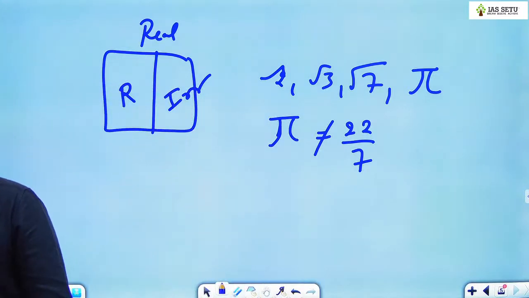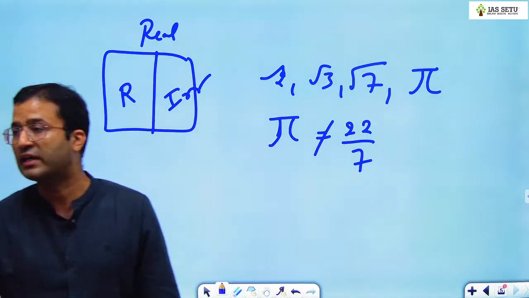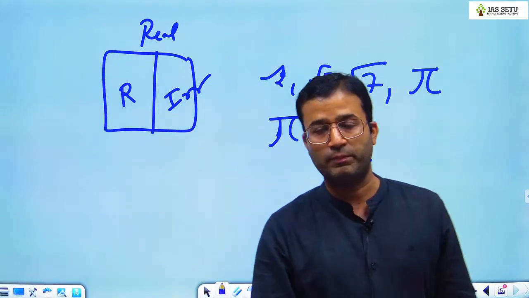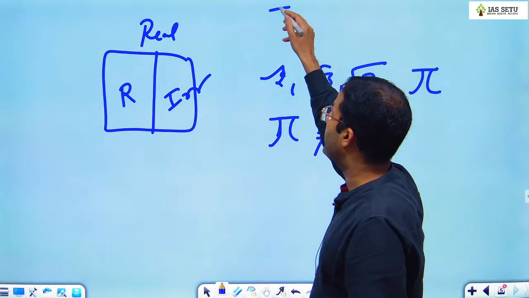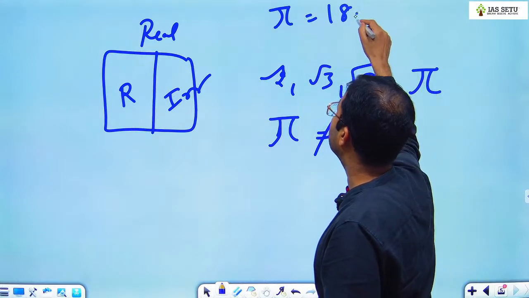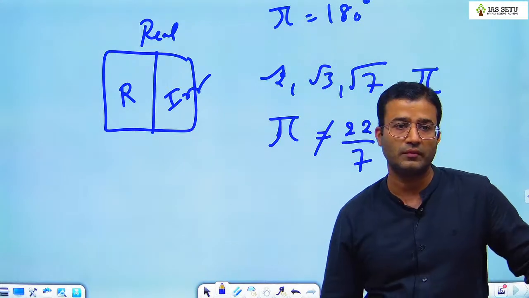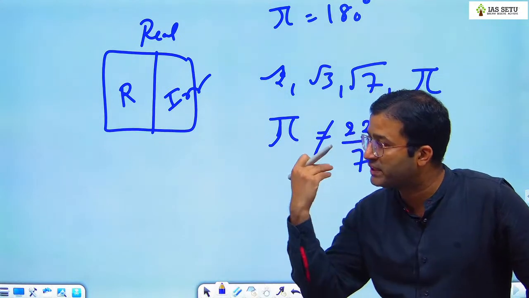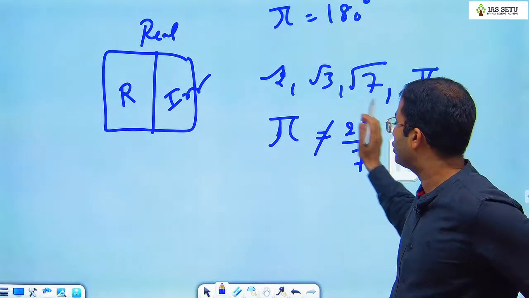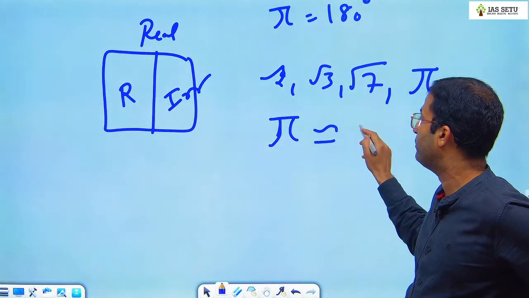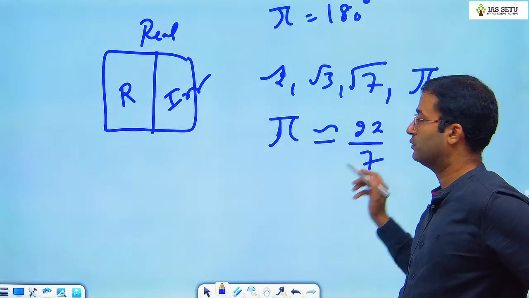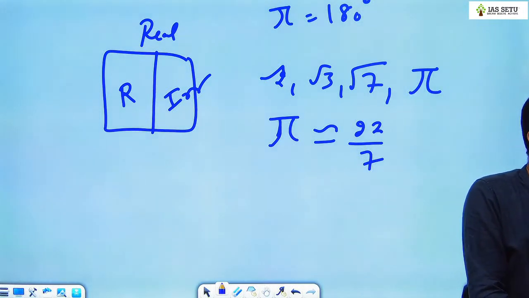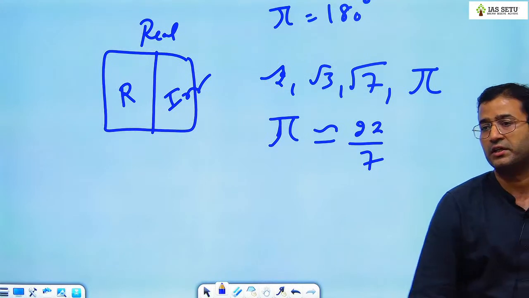Even the decimal you have heard, 3.14. That is not an exact value. I tell you what is exact value of pi. Exact value of pi is 180 degree. Pi is not integer representation. Pi integer representation है ही नहीं. It is actually approximate value of pi. It is not exact value of pi. Exact value of pi is 180 degree.